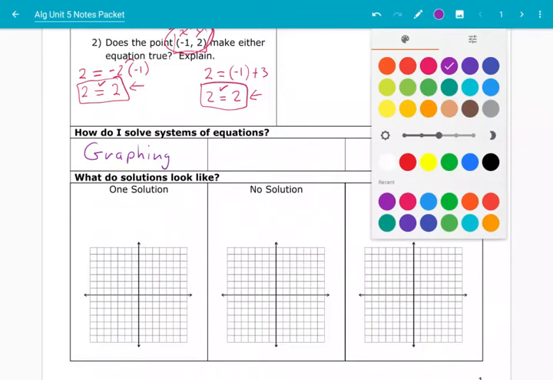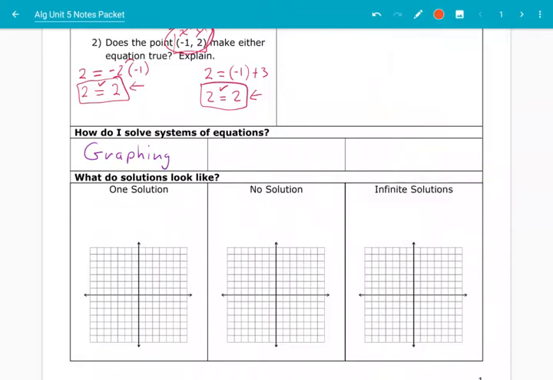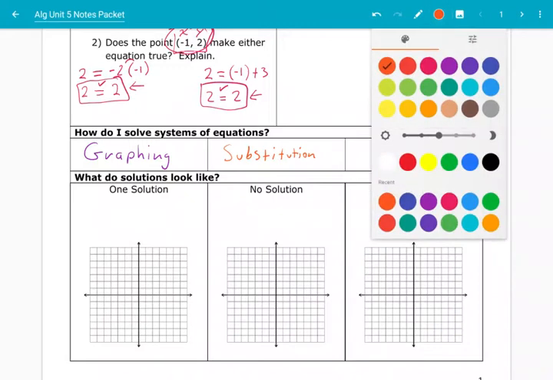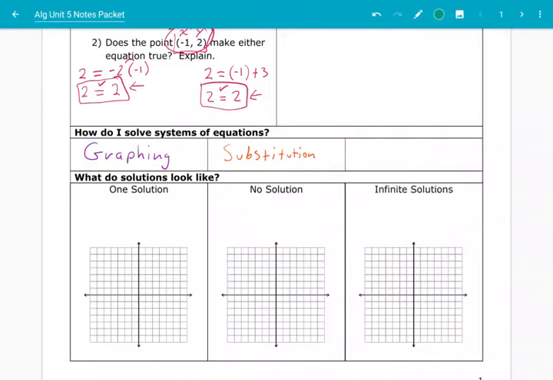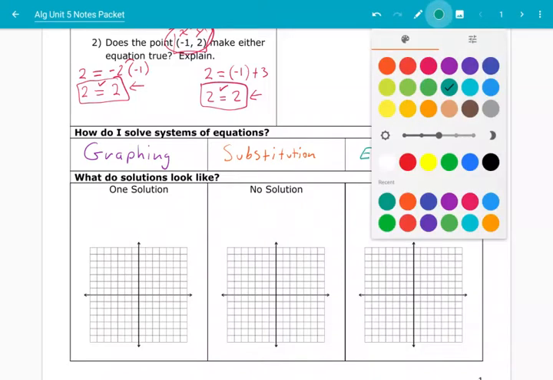We can use a method called substitution. We'll learn how to use that. And then we have a method that we call elimination, which you will be using probably most of all, especially in geometry and algebra 2. You'll be using that most of all because it's probably the easiest.